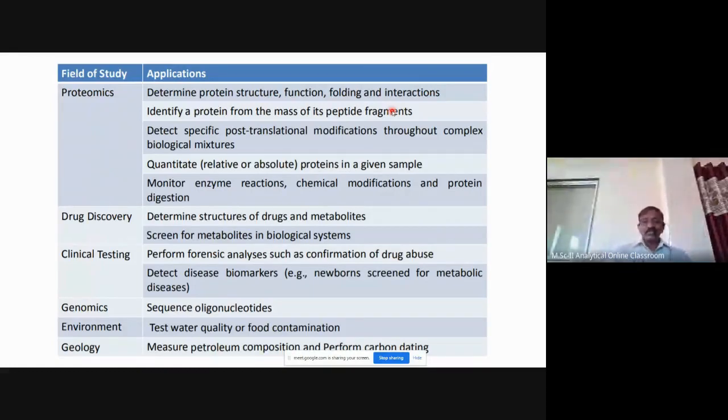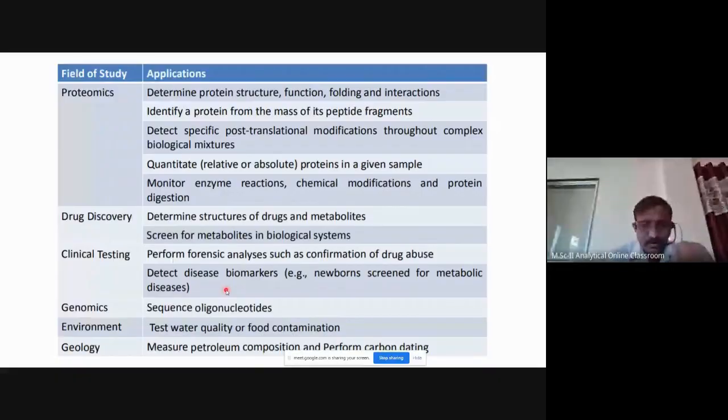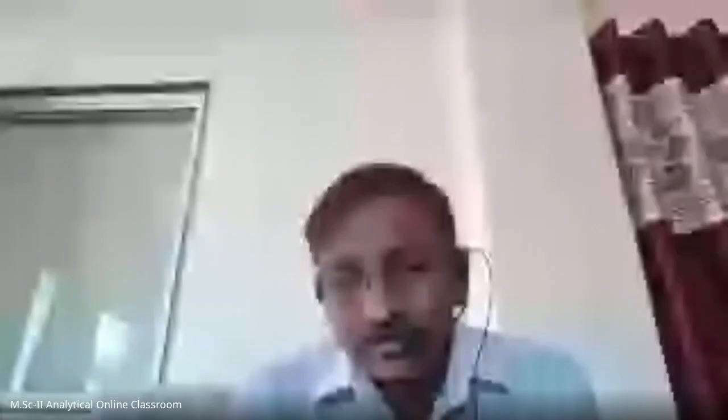Then clinical testing, that is to perform forensic analysis such as confirmation of drug dose or others, where we can detect the diseases that can be useful for clinical research. No doubt they can use HPLC, GC, LC-MS is also there, NMR is also there. So a number of instruments are used in clinical testing and clinical trials.